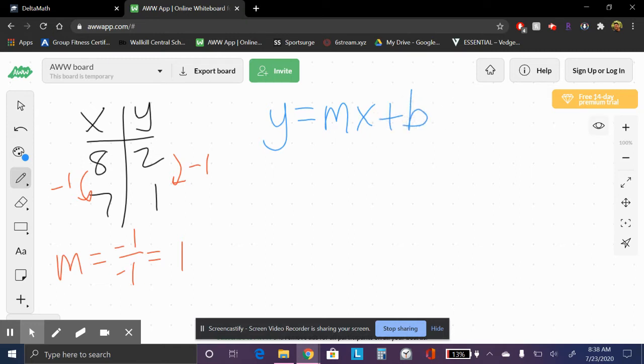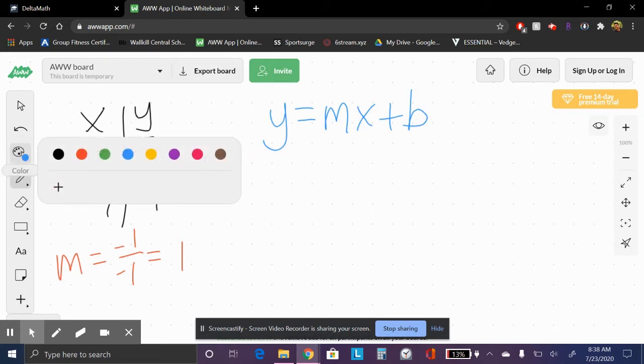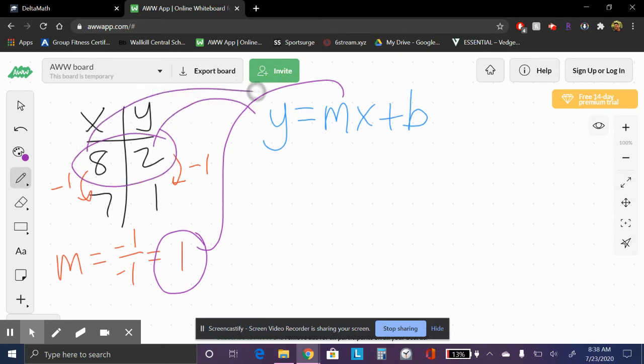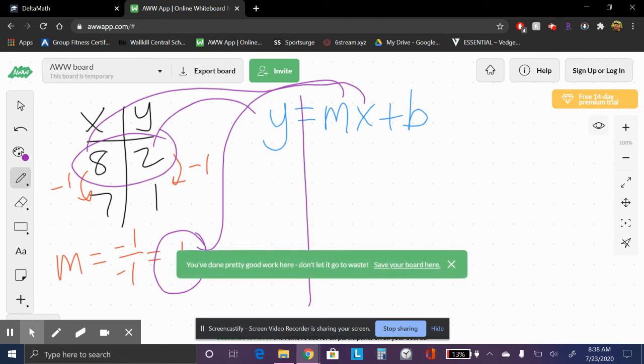b, because I have a point and because I have a slope, right? Here's the slope, and I can just pick one of the points. So I'm going to plug in 1 in for m. I'm going to take this point, right? Plug in 2 for y, 8 in for x. It doesn't matter which point you use, they're both going to work.